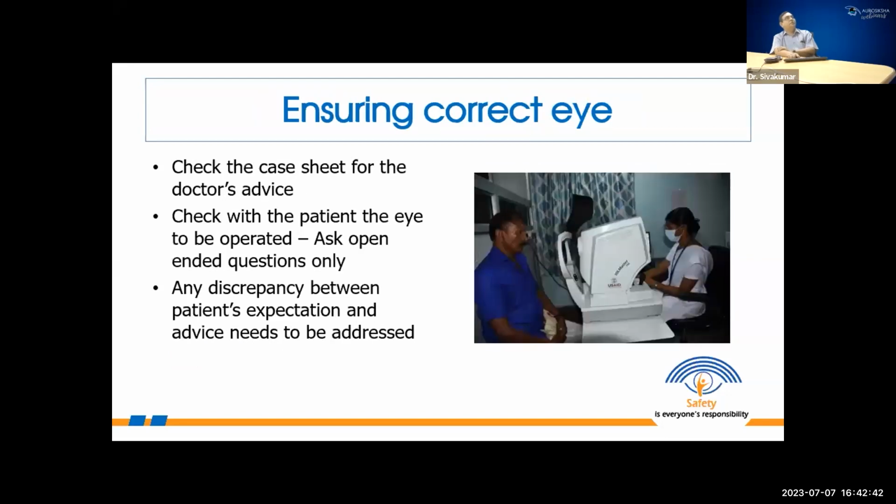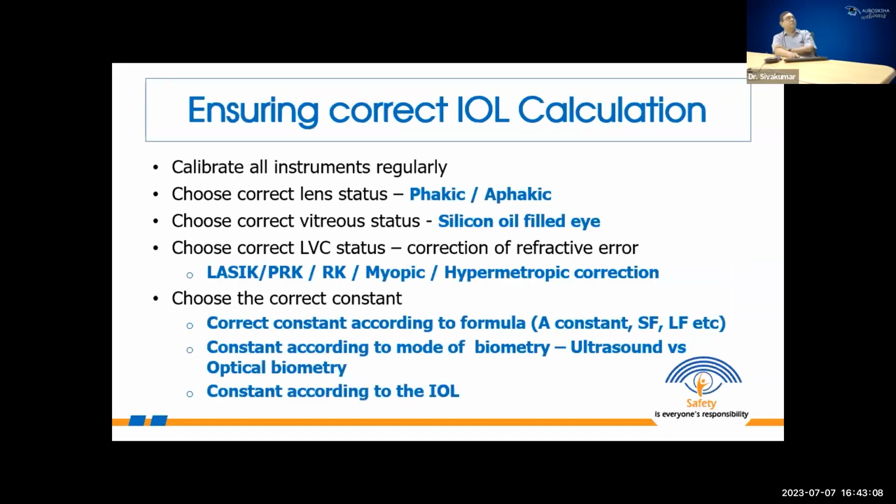We need to ensure that we are going to measure the correct eye and highlight the IOL power of that eye. We have to check the case sheet for the doctor's advice and to check with the patient the eye to be operated. And in case there is any discrepancy between the patient's expectation, we need to recheck the advice and again explain to the patient why what he is expecting is not being operated upon. And we need to make it very clear that this is the eye to be operated.